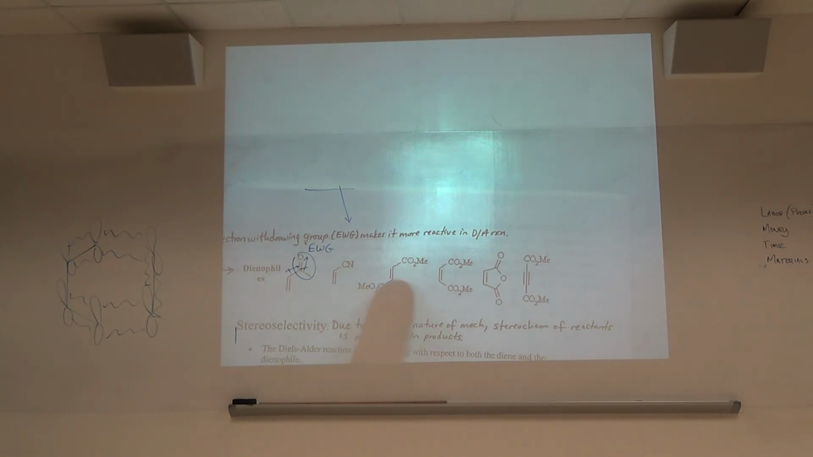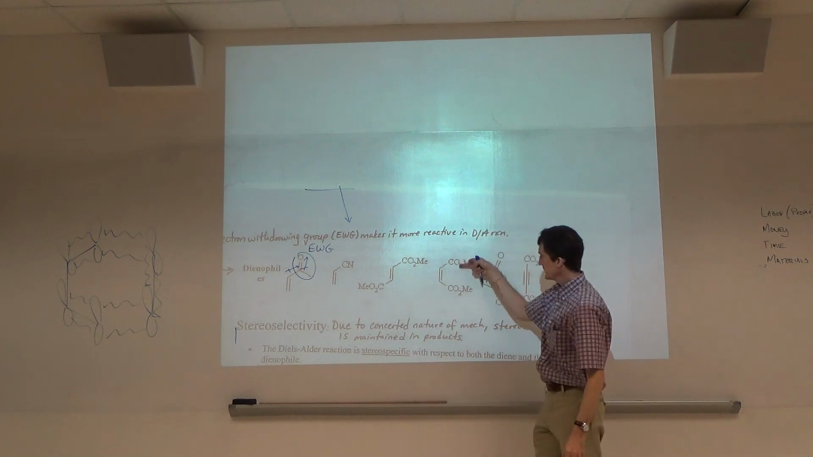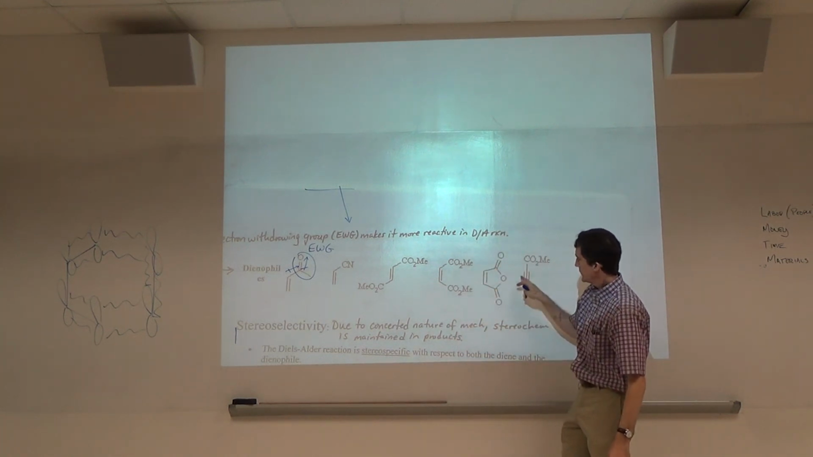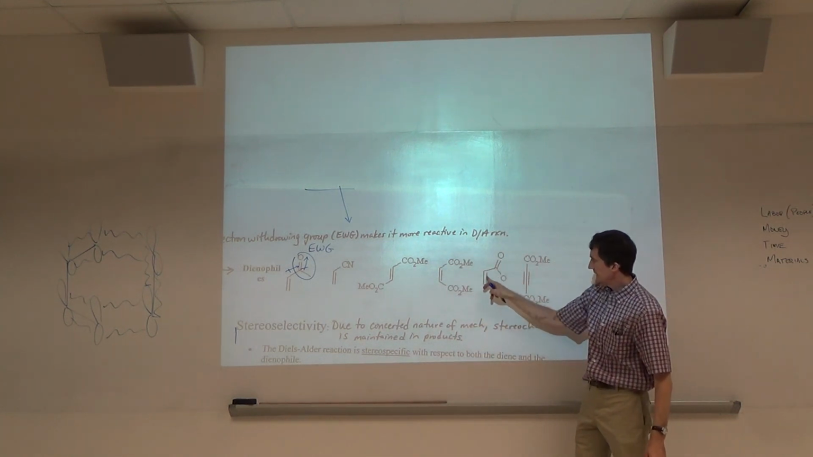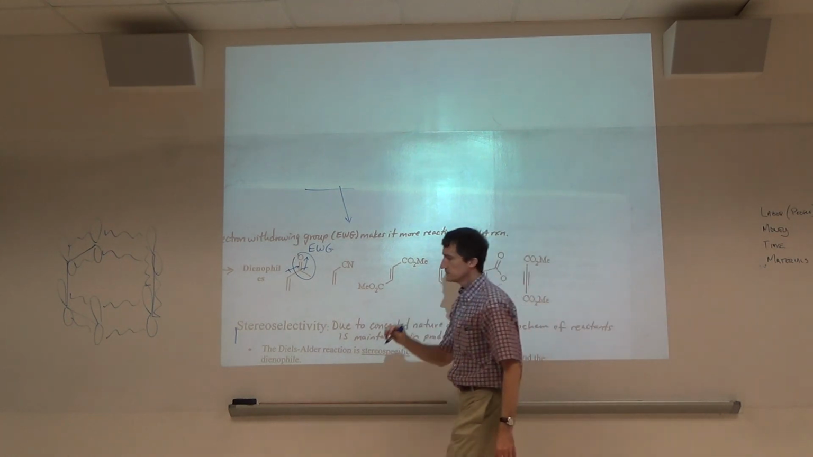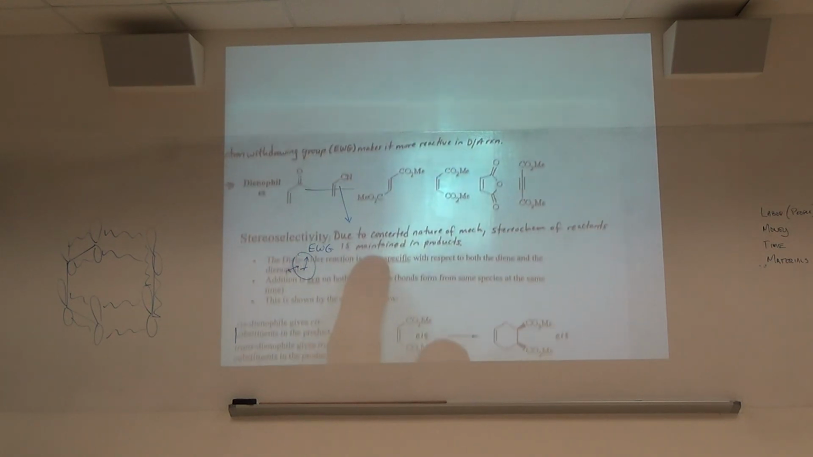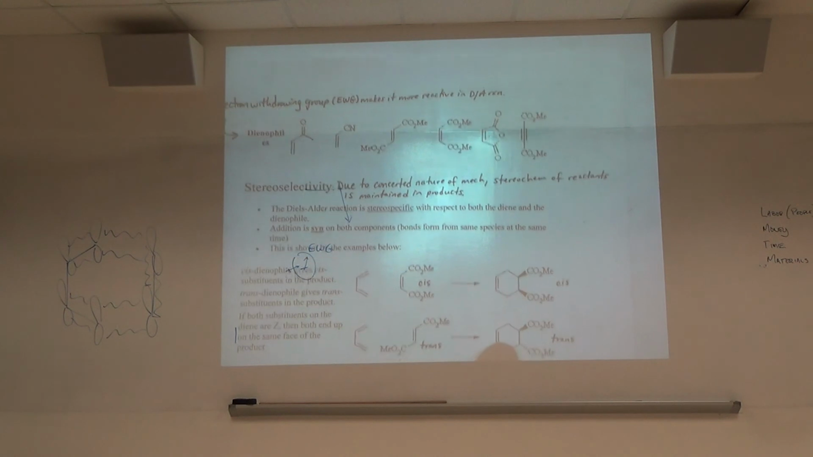And so there's a variety of examples. Here's one with two groups. The two groups are trans, but the two groups can also be cis. You can also have cyclic dienophiles, and there's an alkyne. We'll come back to this polarization thing here. Let's first look at stereoselectivity.